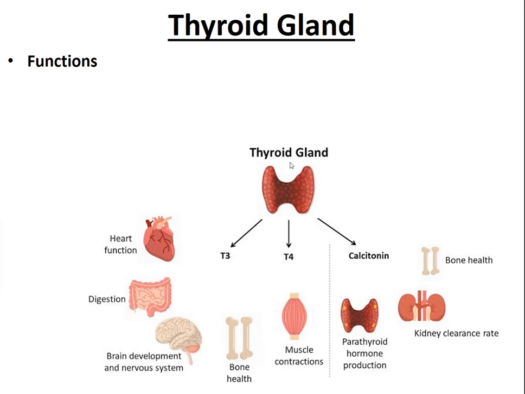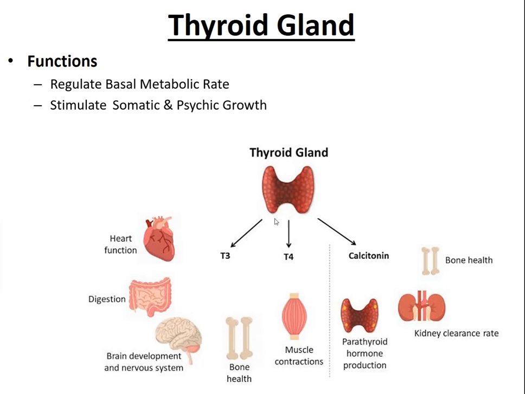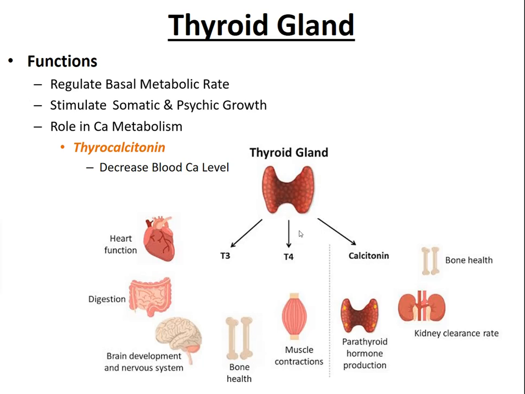What is the function of the thyroid gland? It regulates basal metabolic rate through its hormones. Also, it stimulates somatic and psychic growth. In addition, it has a hormone thyrocalcitonin, which decreases the blood calcium level.